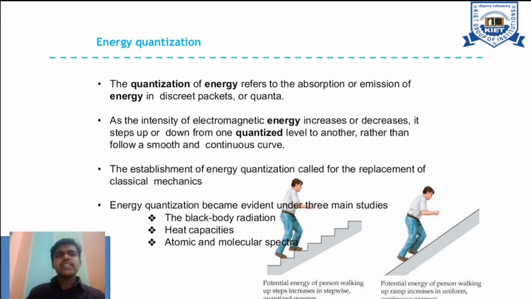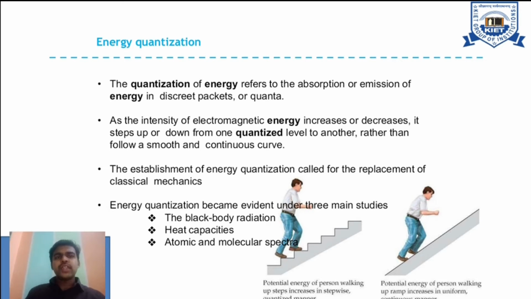So what is our major point of view? Quantization of energy refers to the absorption and, at the same time, the emission of energy, but in discrete packets. In quantum, both are the same, discrete or quanta, whatever it may be. The energy is released as the intensity of electromagnetic energy increases or decreases. It steps up or down from one quantity level to another, rather than following a smooth or continuous curve. So this is the major concept behind energy quantization.